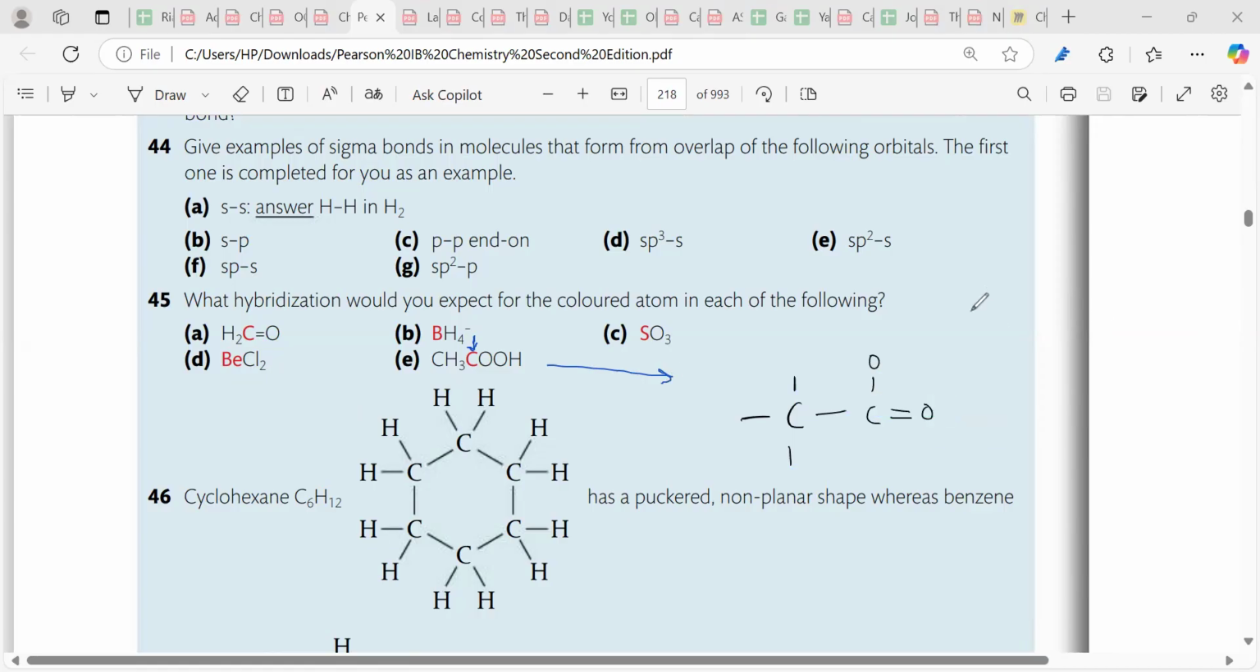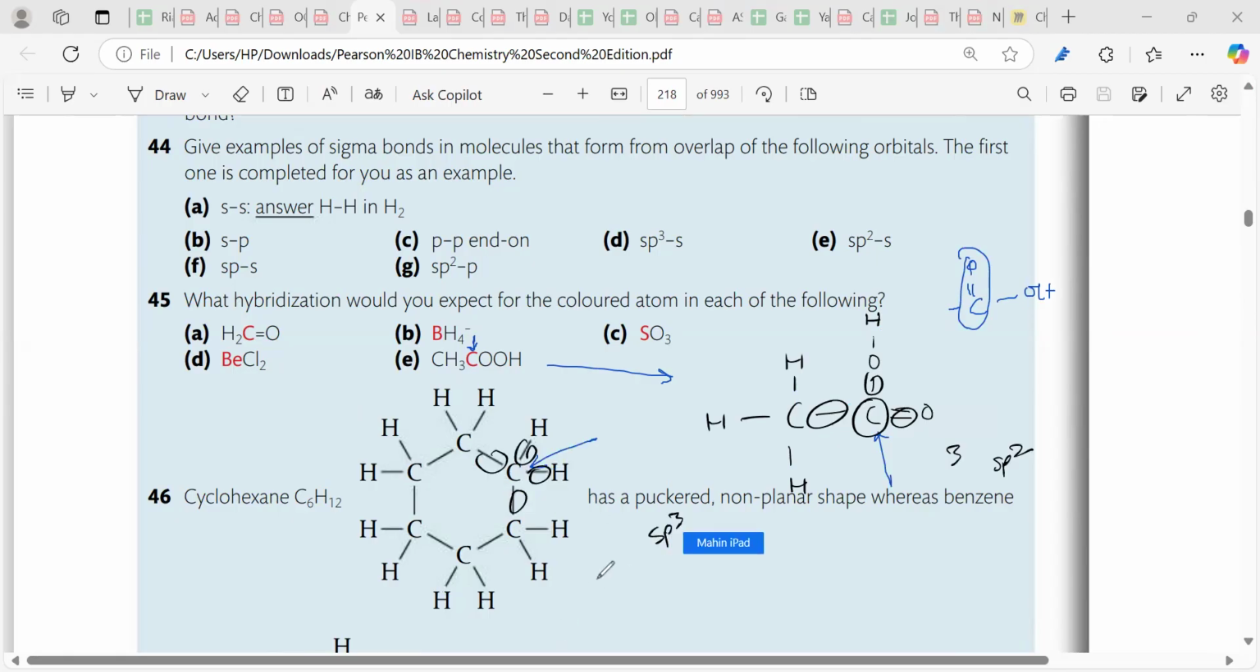Always try to, if you have a carboxylic acid, draw it like this. It'll be faster. What's the hybridization? What is the electron domain around this carbon? 1, 2, 3. 3 electron domain. What's the hybridization? sp2. That was quick. What is the hybridization around this carbon? First, 4 electron domain, therefore sp3. Is it clear? Easy now. Solved.